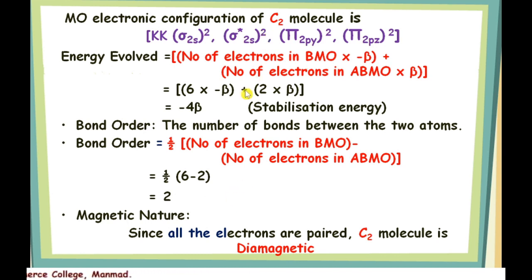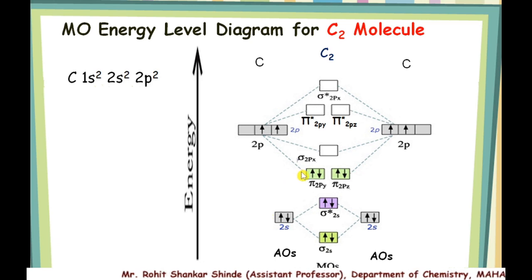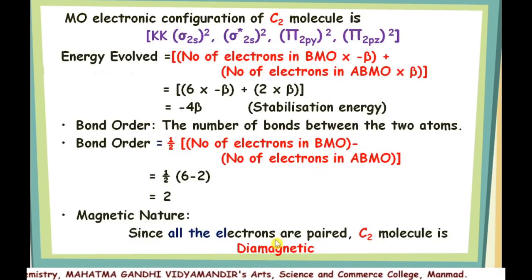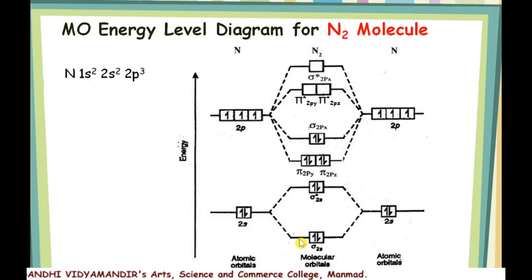case of C2 molecule. Magnetic nature. Since all the electrons are paired in C2 molecule, so this molecule is diamagnetic. So let us see the diagram once again. All the electrons present in molecular orbital are paired, and hence C2 molecule is diamagnetic in nature.